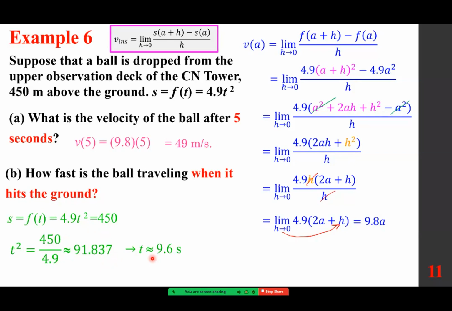And therefore, this formula that says 9.8 times a, where a is the general time, 9.8 times 9.6 for part B is the answer, which is 94.08 meters per second.